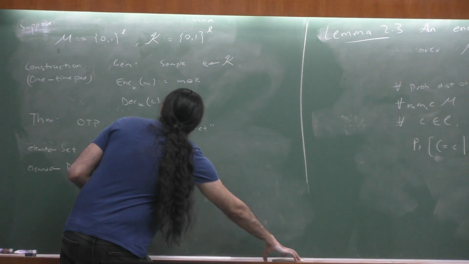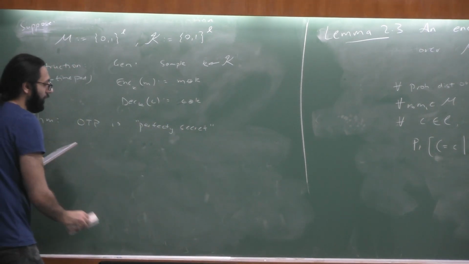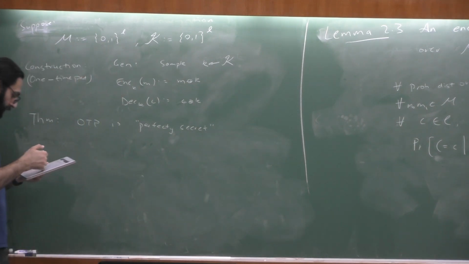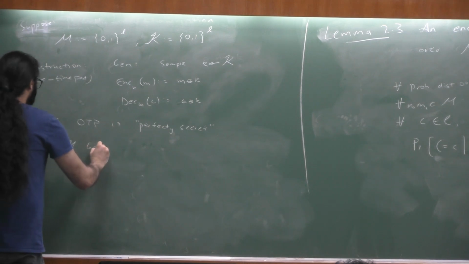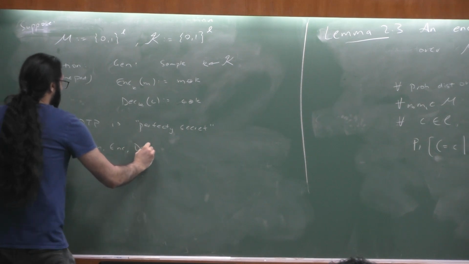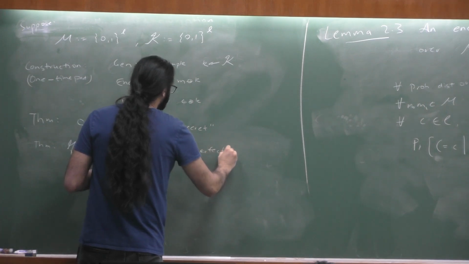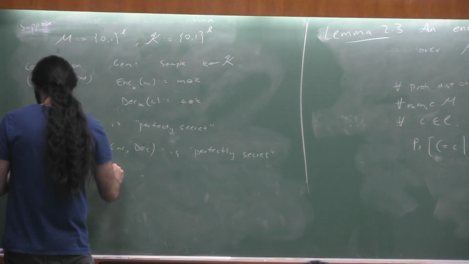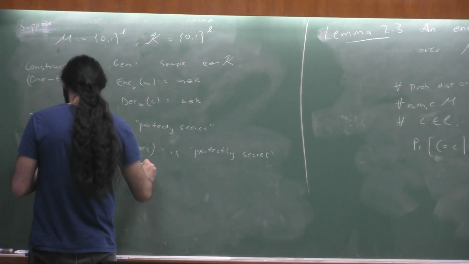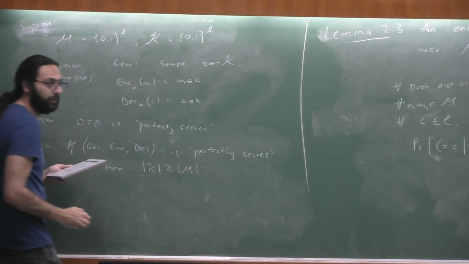It's crucial that the k is sampled uniformly, right? Otherwise your guessing probability would itself change and so on. So the theorem is that if (Gen, Enc, Dec) is perfectly secret, then the key space K has to be at least as large as the message space M.